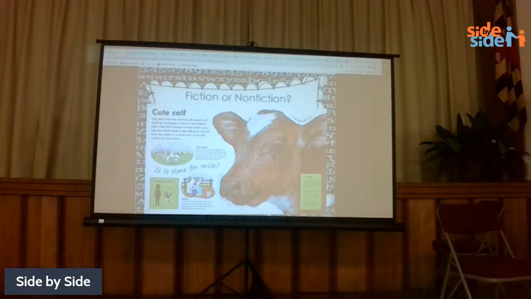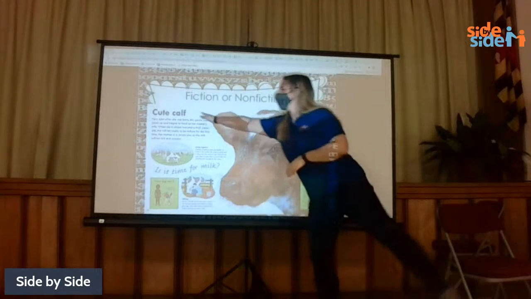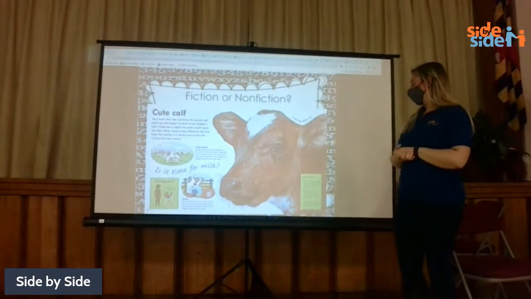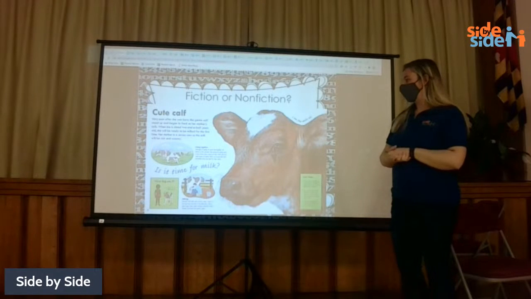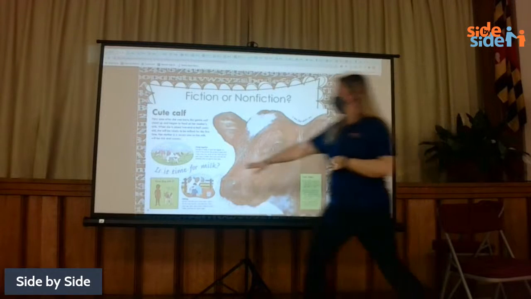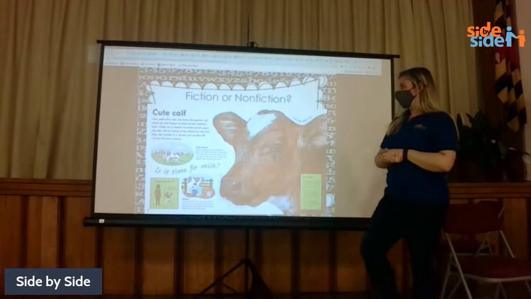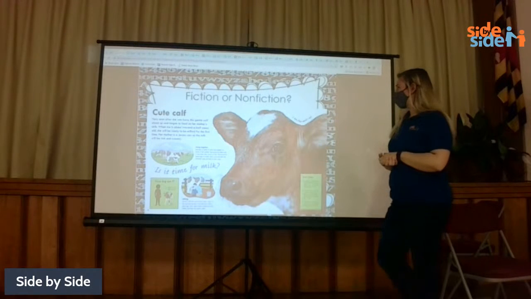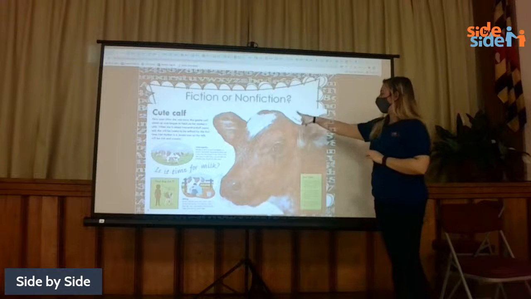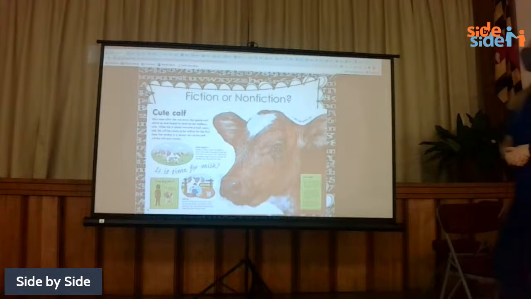All right, fiction or nonfiction? It is nonfiction. What gives it away? Yep, the picture of the cow. There's the title. There's a little text box over here. The little illustration here, the comparing. I noticed they've got the bolded and italicized words. They're emphasizing something in this area. And it says I'm 4 weeks old. Got information. And it's cute.